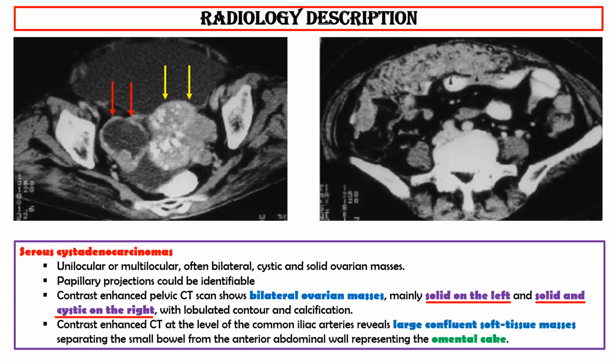This photo shows a contrast-enhanced CT at the level of the common iliac arteries, revealing a large confluence of tissue masses separating the small bowel from the anterior abdominal wall, representing the omental cake.